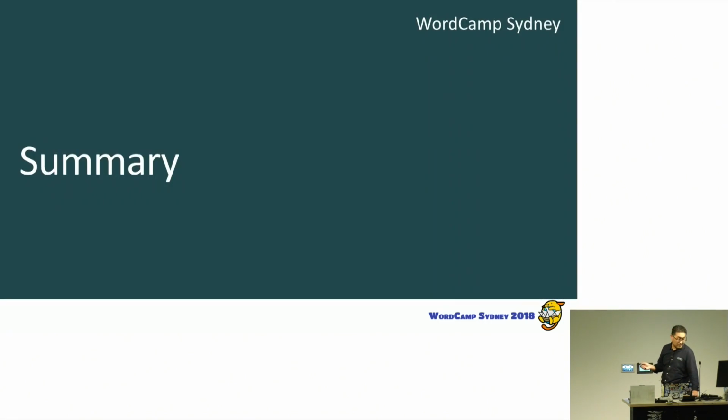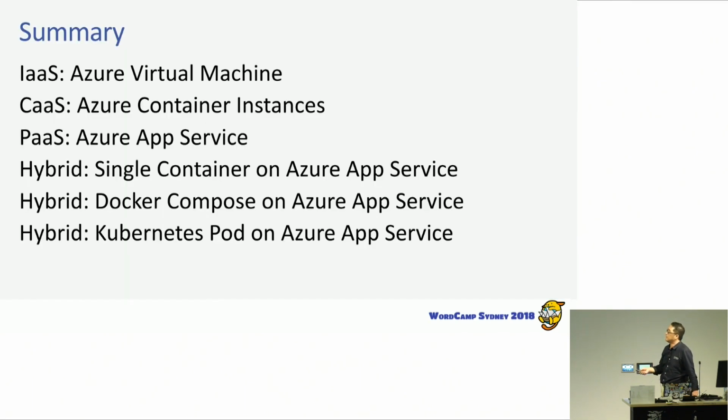Now, it's almost there. So throughout this session, I showed you 6 different ways of deploying the WordPress website into Azure. From the IaaS using the virtual machine approach, then the container instances, then the remaining 4 use Azure PaaS, and the remaining 3 are different packaging: using the single container, using Docker Compose for multi-container, and using the Kubernetes pod for multi-containers.